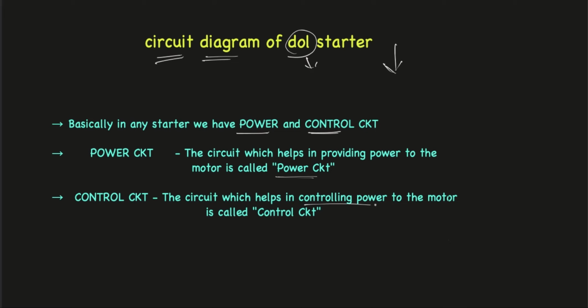Here, controlling the power to the motor is an important point. With the help of the control circuit, we are controlling the power supply to the motor. We are not directly controlling the motor. We are controlling the power supply.